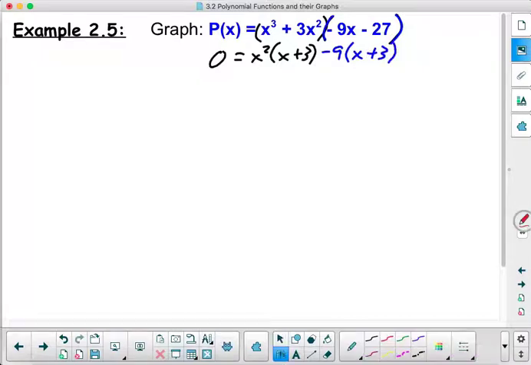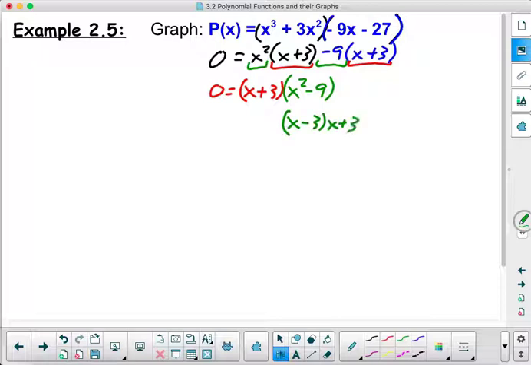So the one thing they both have in common, they both have an x plus 3, so that's one of my factors. X plus 3 is a factor. The other factor is x squared minus 9. Oh, but wait, x squared minus 9 is really x minus 3 times x plus 3, difference of squares. And if you look carefully, notice these are the same, so if you want to get clever with this, this is x plus 3 squared, and this is x minus 3 to the first.